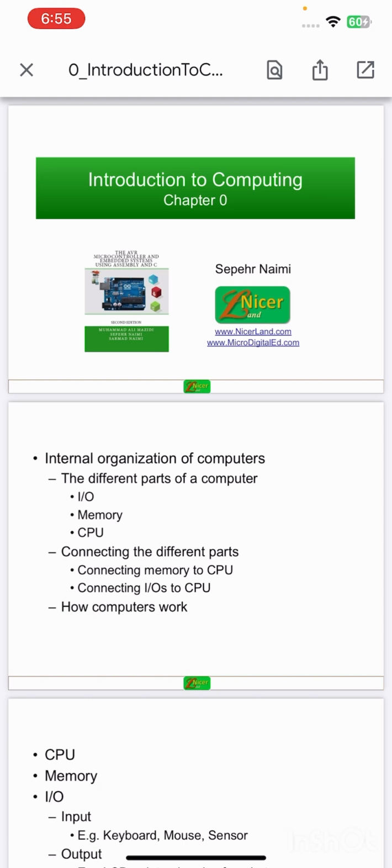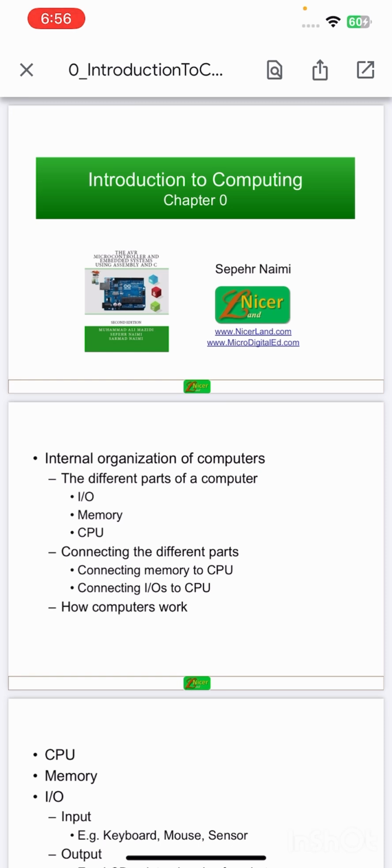We're going to do the class participation task, which is to explain lecture number 0, Introduction to Computing. We are seeing on the slide what a computer actually is, how it works, and what things are included in the computer. Basically, this is our first lecture of microcontroller.